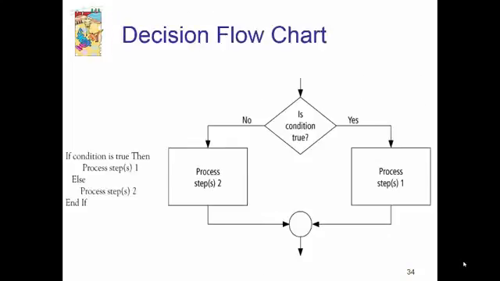If we want to add a decision into our flowchart, you can see now we have a decision matrix. To the left would be our pseudocode. If condition is true, then process step 1, else process step 2. And you can see from the diamond, you have a yes or no exit. If it's yes, we process step 1. If it's no, we process step 2. Either way, we exit.